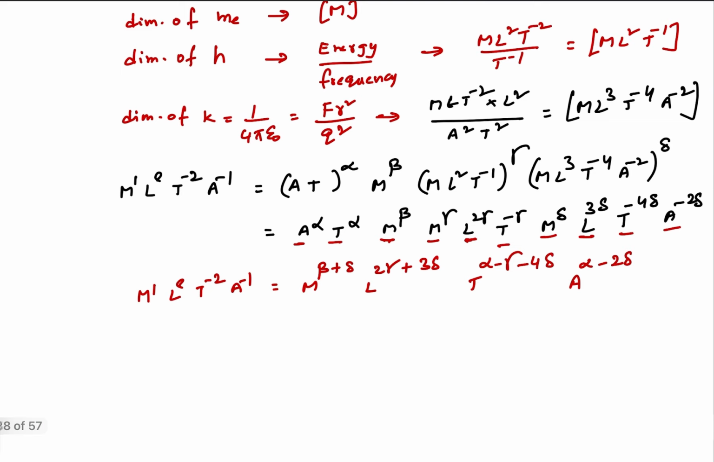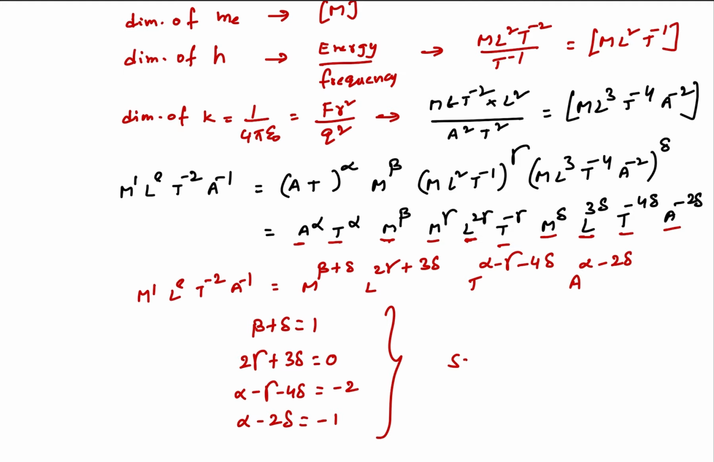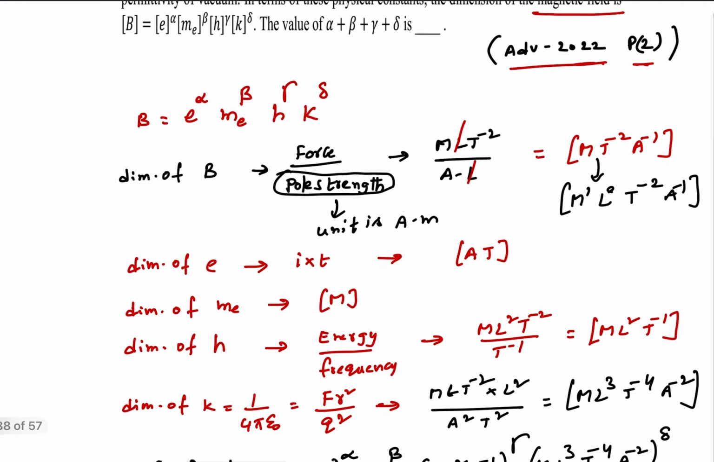Left side: M power 1, L power 0, T power minus 2, A power minus 1. Now you can equate the powers of the same base. Beta plus gamma plus delta is equal to 1, one equation. 2 gamma plus 3 delta, that is the L powers, is 0. Third one is alpha minus gamma minus 4 delta is equal to minus 2. Last one is alpha minus 2 delta is equal to minus 1. You solve this.